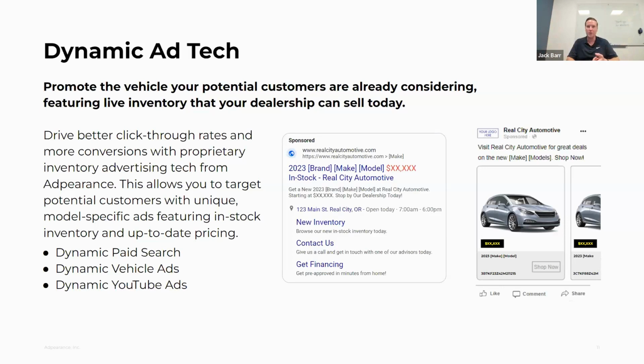So we do that on every platform. We think about that customer. What gets them to click? It's this vehicle fits my needs and it falls within a price range that I'm willing to pay. So that's on paid search, that's on vehicle ads, that's on YouTube, that's on Facebook. Facebook is another really great place where you can influence that consideration, right? You can get in front of those in-market shoppers with the inventory that you have.